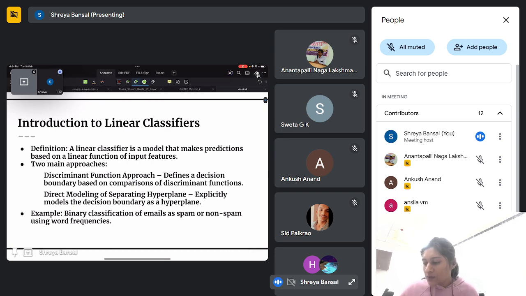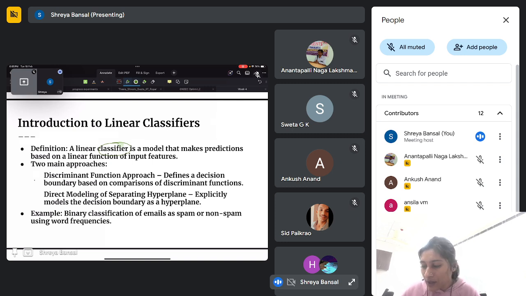As mentioned last week, a linear classifier is a model that makes predictions based on a linear function of the input features. A classifier is an algorithm which helps you classify the data. There will be some number of classes, and a linear classifier is a model which helps you classify the data through a linear hyperplane. In the last session we discussed two basic approaches, irrespective of regression converting to classification.